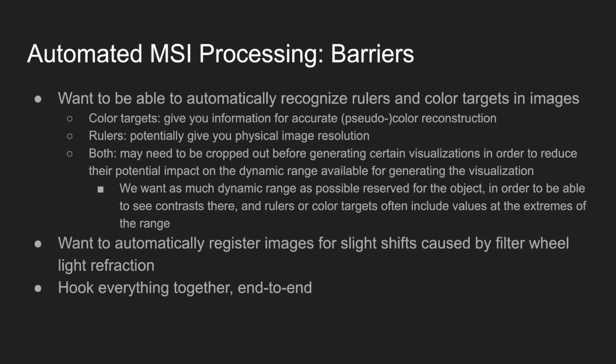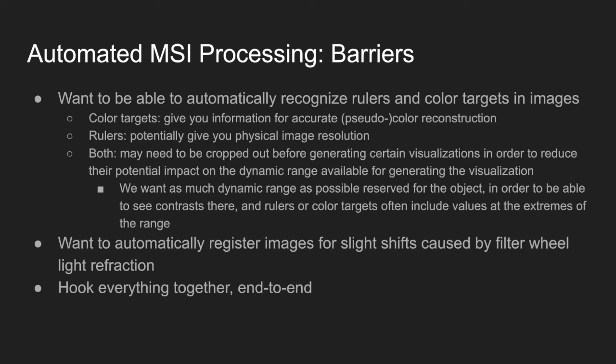So what are the barriers to automated MSI processing? One of the things is that we want to be able to automatically recognize rulers and color targets in images. The color targets will give you information for accurate color reconstruction because they have known color values that you can calibrate to, like a Lab color space or RGB color space. And the rulers will give you physical image resolution, so the physical pixels per inch that you've imaged.